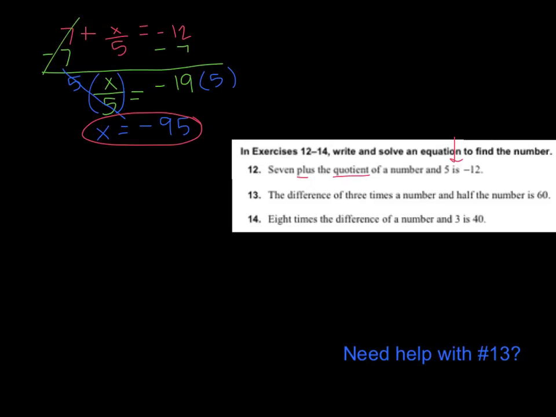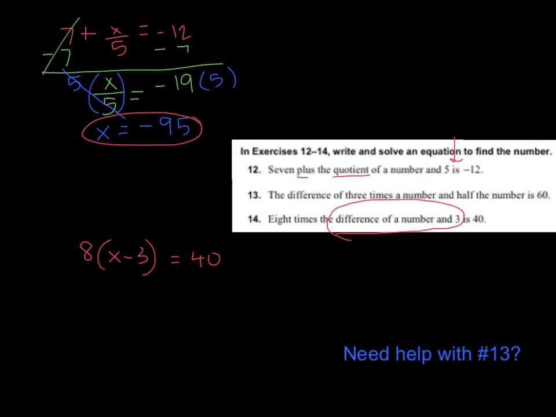Okay, let's go ahead and look at 14. So for number 14, we have 8 times the difference of a number and 3 is 40. So we know that if we're multiplying by the difference of a number and 3, that means that you're multiplying 8 times the answer to that number minus 3. So I know that I need parentheses here. So I'm going to have 8 times the difference of a number and 3. So x minus 3 is 40.